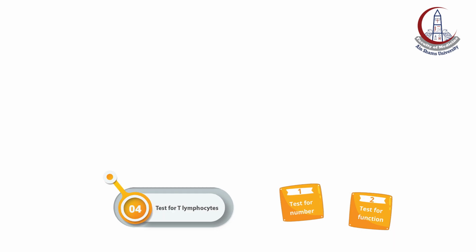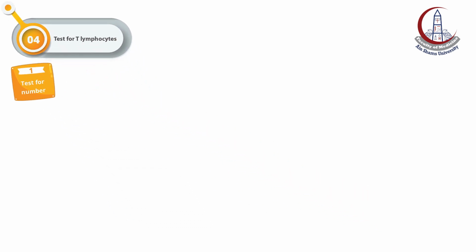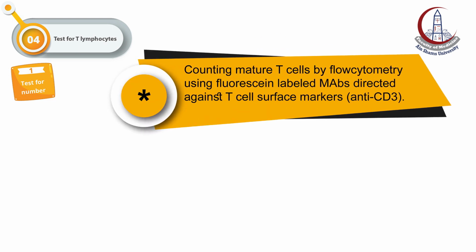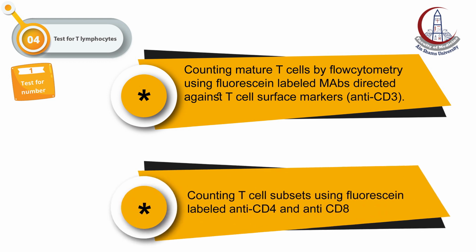Finally, to detect tests for T lymphocyte function and number, we start by testing for the number of T lymphocytes. You can count mature T lymphocytes by flow cytometry again, using fluorescein-labeled monoclonal antibodies against T cell surface markers. What is the main T cell surface marker? CD3. So you use anti-CD3 antibodies that are fluorescently labeled in a flow cytometer to determine the amount of T cells in a certain population of lymphocytes. We can also count T cell subsets, CD4 positive and CD8 positive and so on, using fluorescein-labeled anti-CD4 and anti-CD8 antibodies.